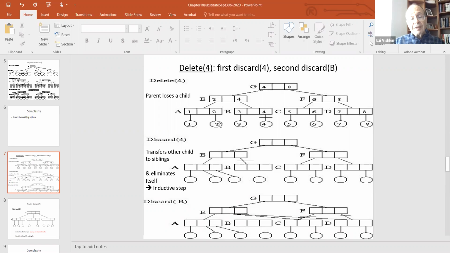So when I made these 3 a child of A, observe that I didn't need to go down and get the 2 value. The 2 value was here. I only needed to shift it to the left.